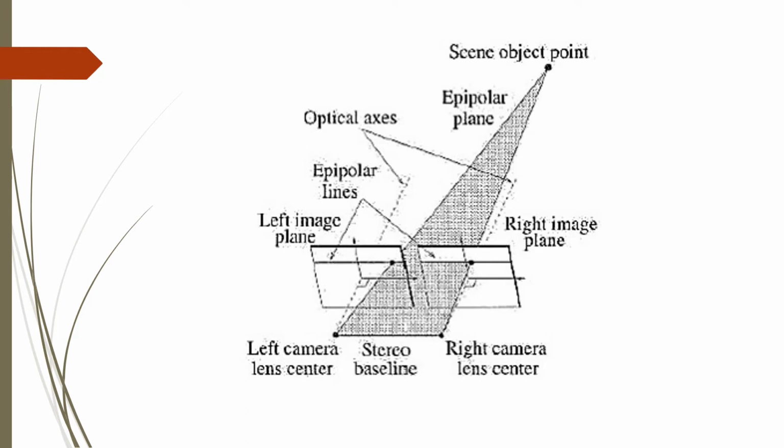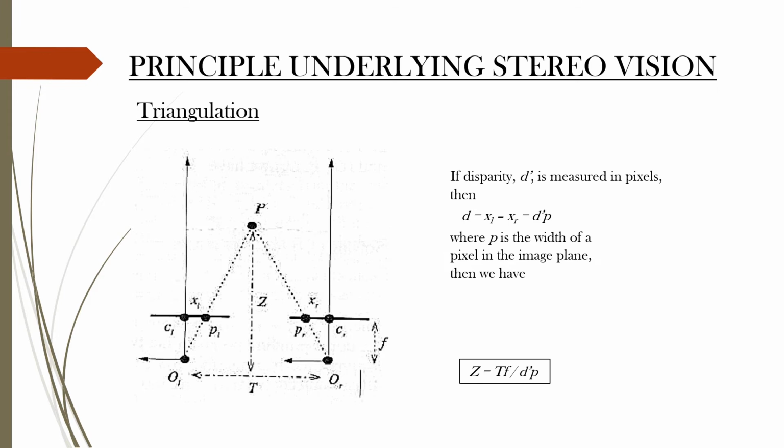Another terminology is the epipolar lines. The intersection of the epipolar plane with the image plane is called the epipolar lines. The basic principle underlying stereo vision is triangulation. From the basic properties of similar triangles, we calculate the disparity and also the depth from the camera.